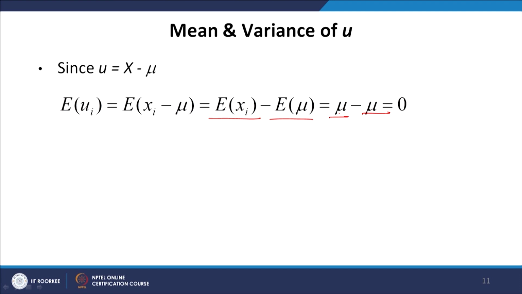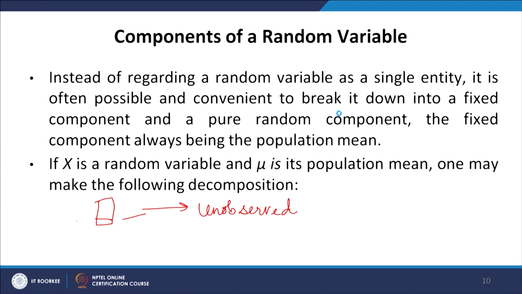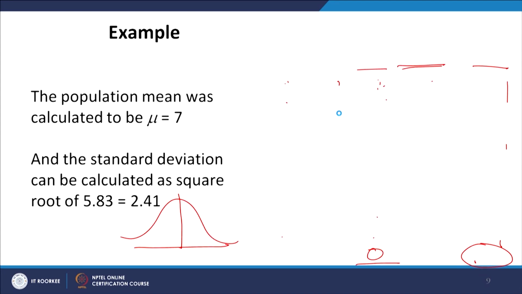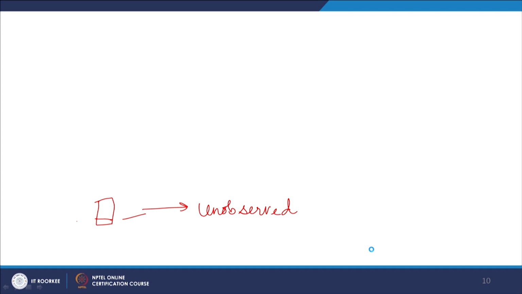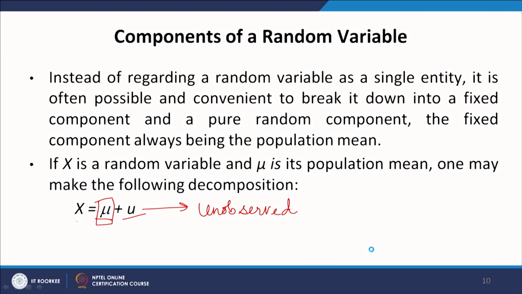Now, in this context, I will take you to the previous example that we had taken, where we also argued that this is x minus mu, and the sum of this x minus mu appears to be 0. If we calculate the expected values, you would find that it turns out to be 0. So, the unobserved component or the error term most often tends to have 0 mean.